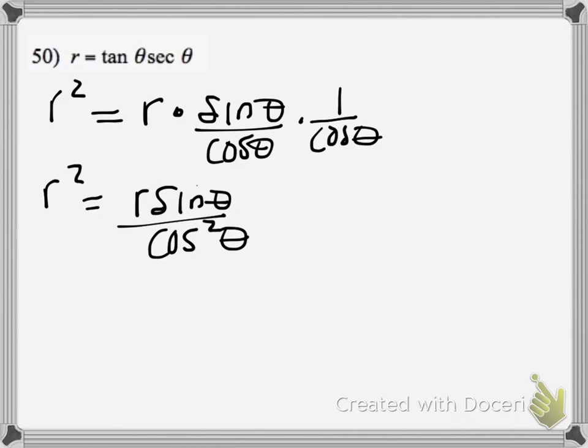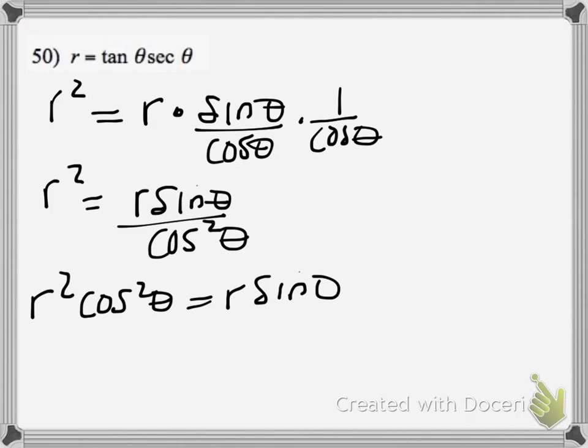I want you to multiply both sides by cosine squared so you can get rid of your fraction on the right side. So r squared times the cosine squared of theta equals r sine theta.